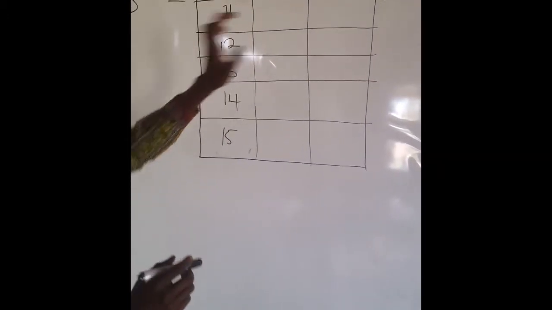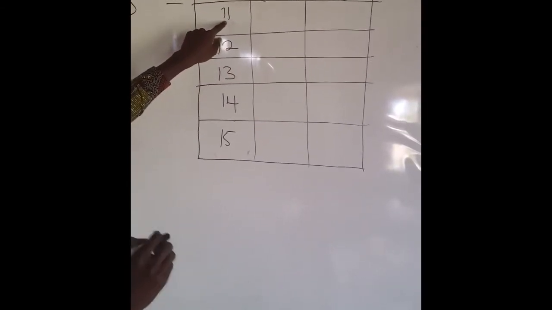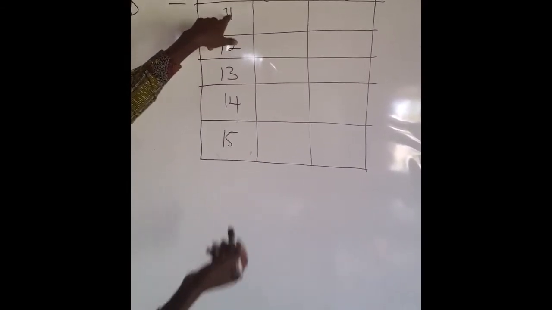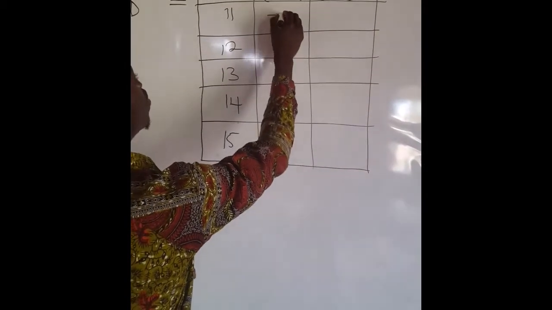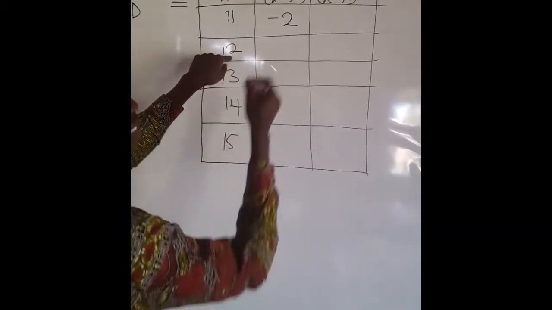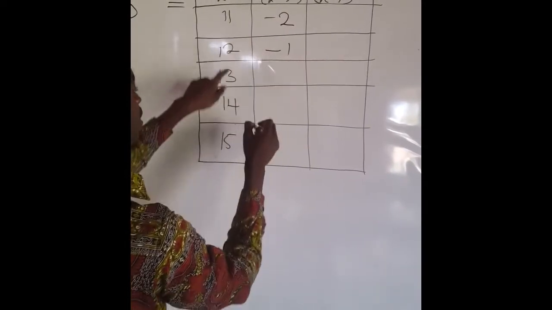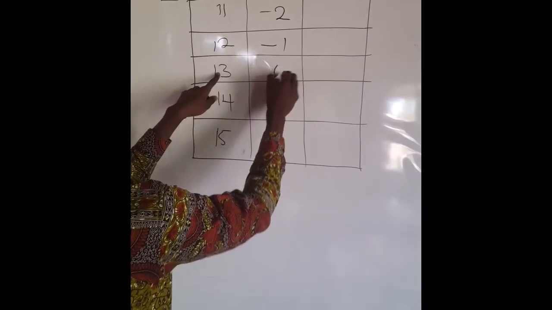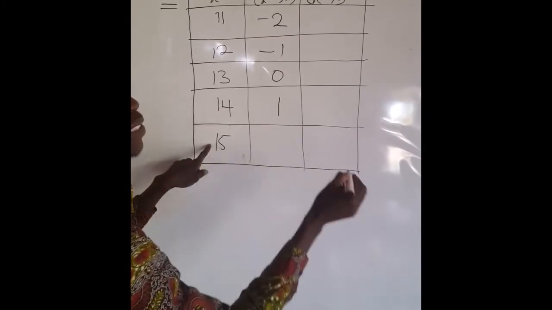Now when you come here, it means x minus x bar. So here we are subtracting the mean from the element. So the element here is 11, and the mean is what? 13. So 11 minus 13 gives us what? Minus 2. Then 12 minus the mean, which is 13, will give us what? Minus 1. Then 13 minus 13 will give us what? 0. Then 14 minus 13 gives us 1. 15 minus 13 gives what?